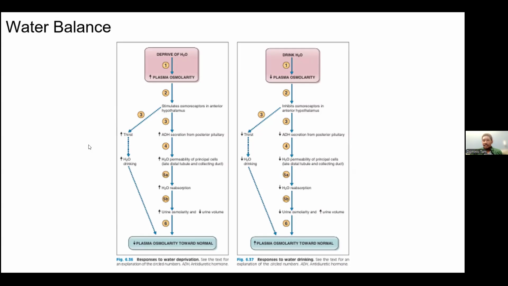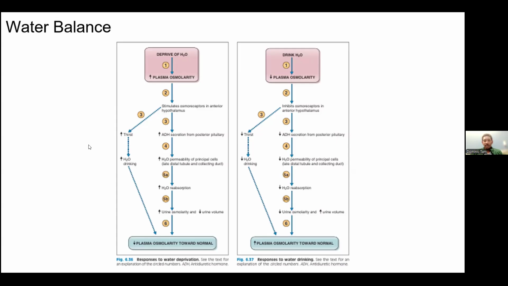So this is going to essentially recap what we spoke about when we introduced ADH before, right? Water is continuously lost from the body from sweat, water vapor, insensible losses. And if it's not replaced by drinking water, then the osmolarity is going to increase. The increase in osmolarity stimulates osmoreceptors in the anterior hypothalamus, which are exquisitely sensitive and are stimulated by increases in osmolarity of less than 1 milliosmole.